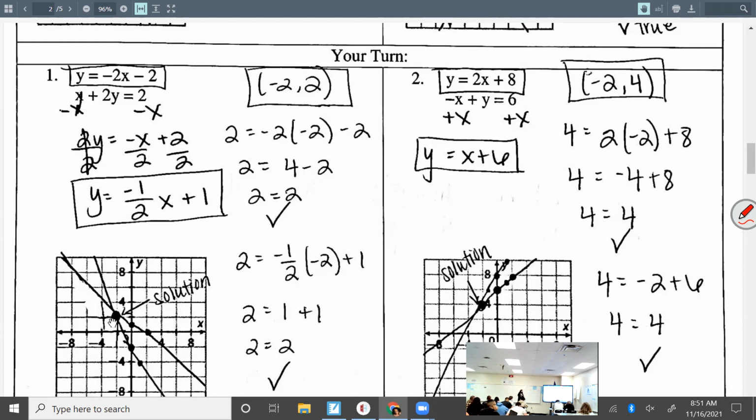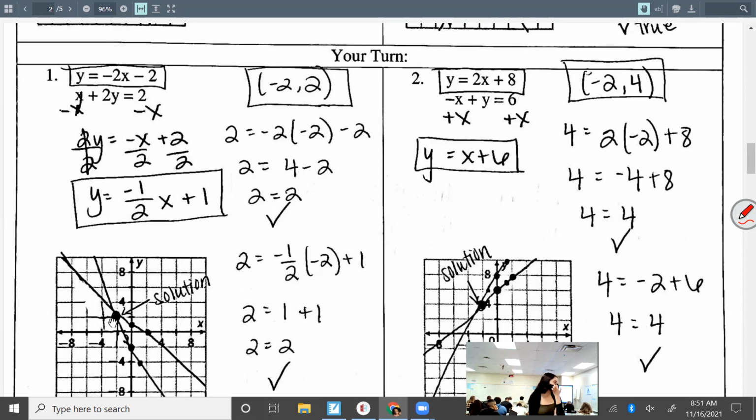Still show your work. All right, and then this stuff over here is just me showing you that if you plug in the x and y, they do equal each other. That's what I was kind of talking you through in the last examples, but here it is visually. When you plug them in, they do satisfy both equations. Questions about that?